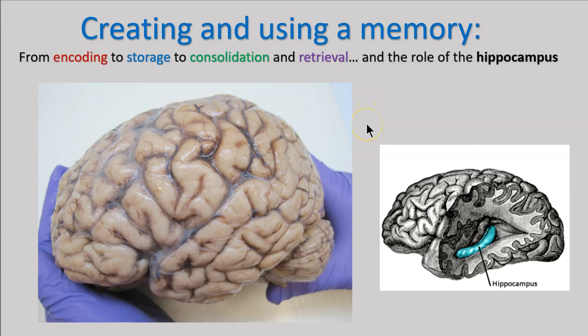In this lesson, we'll do a quick run-through of how the brain creates and uses a memory, from encoding to storage to consolidation and retrieval, and the role of the hippocampus. Here we see the human brain and a cutaway showing the hippocampus. We have one on each side of the brain.